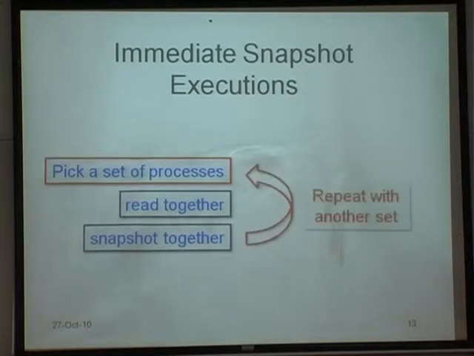Okay, and then after they all write together and then they snapshot together, we pick another disjoint set and we do it again until everybody has had a chance to read. So everybody moves once. But the adversary can choose the order in which different sets run and what the sets are. And then we can do multiple rounds and do it again if we like.